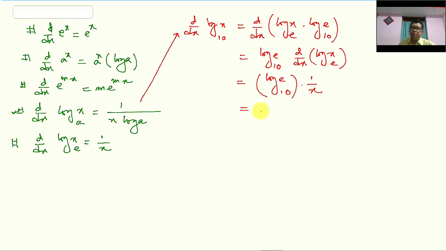So you can write 1 upon x log of 10 base e. In this way, the derivative of log of x base a is equal to 1 upon x log of a base e. Next, on the next page I write, you have to write all the formulae one by one, otherwise if you can remember all the formulae, then you can apply these formulae in proper places correctly. Now inverse formulae.